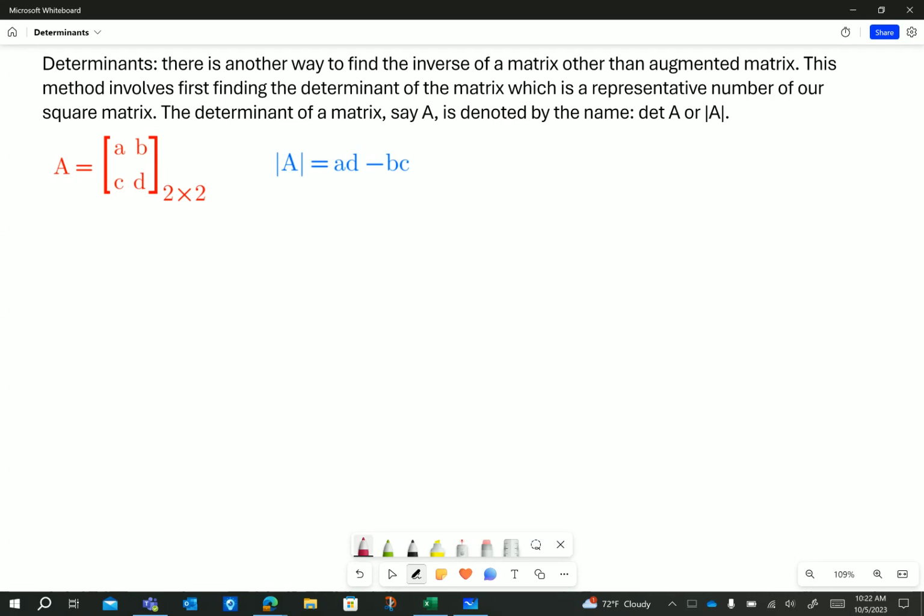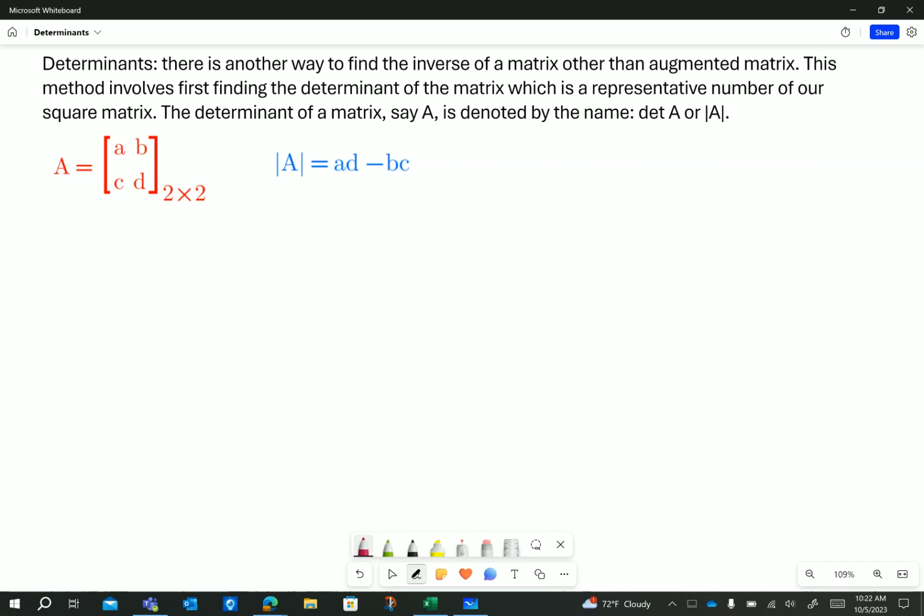Determinants: there is another way to find the inverse of a matrix other than the augmented matrix that we have been using in the last lesson. I know that you will much prefer this because it's less rigorous and just obviously more efficient.